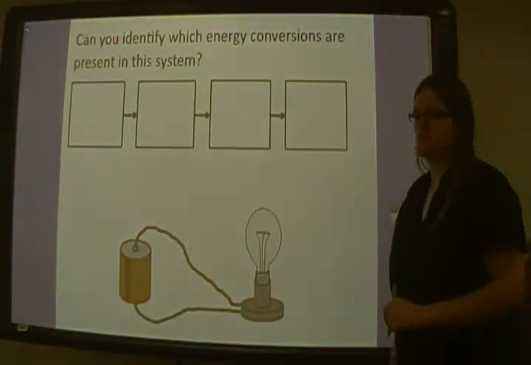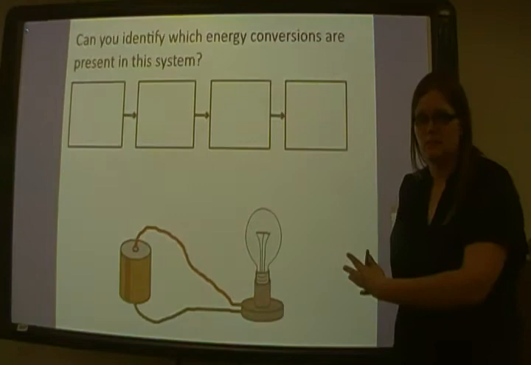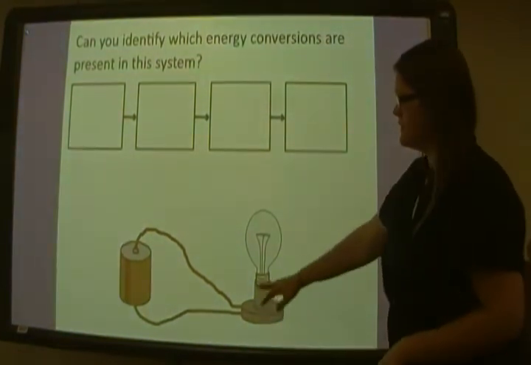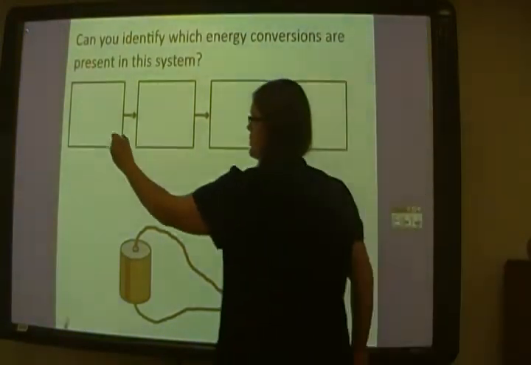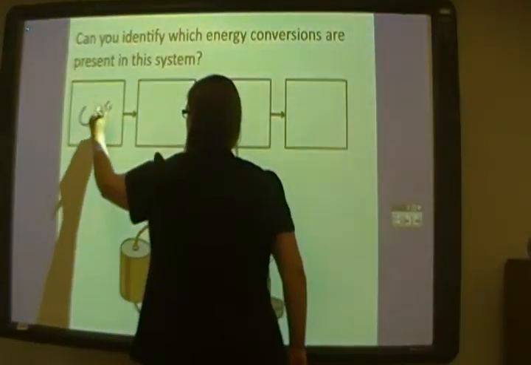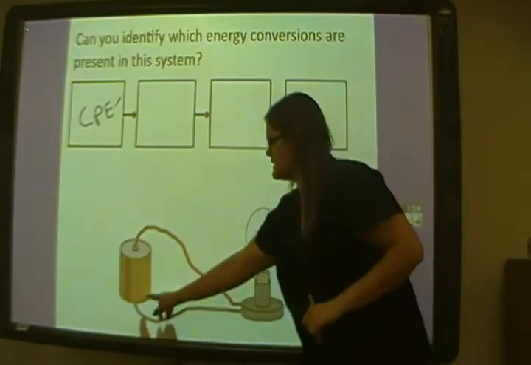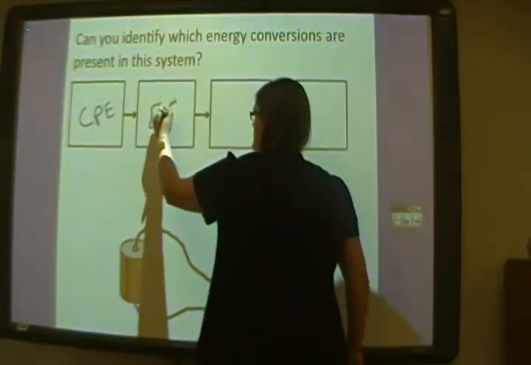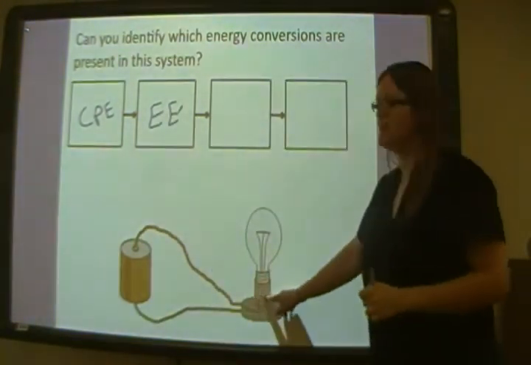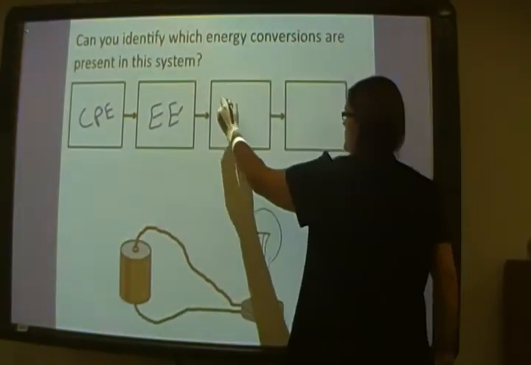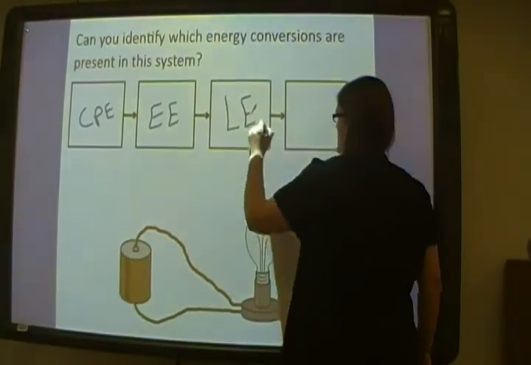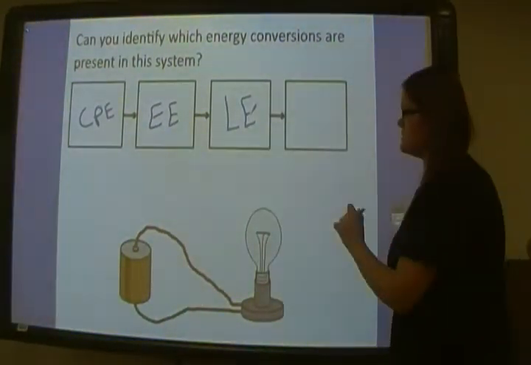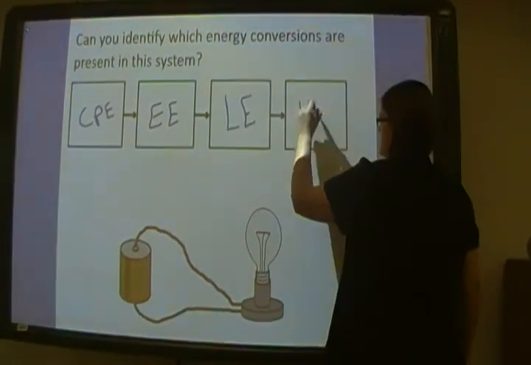Can you identify which energy conversions are present in this system? Pause the video to make your own predictions. If we start with the battery, we'll have chemical potential energy that is stored in the battery. As the electrons leave and travel through the wire, we have electrical energy. That electrical energy reaches the light bulb, and we will see the light energy. But then also some of this energy from the light bulb will also be converted to heat energy.